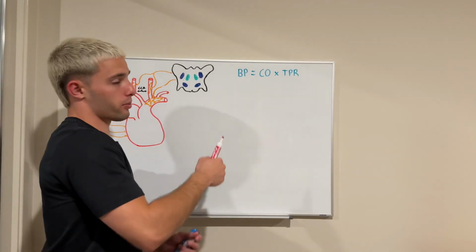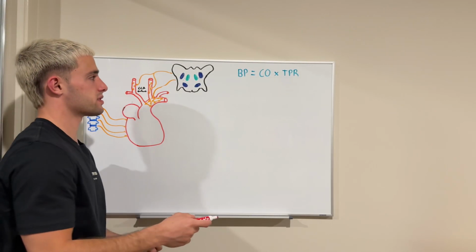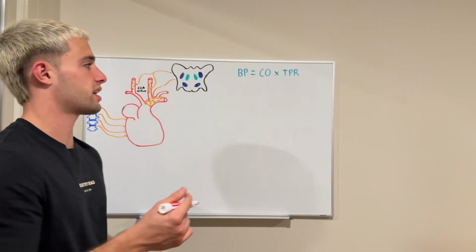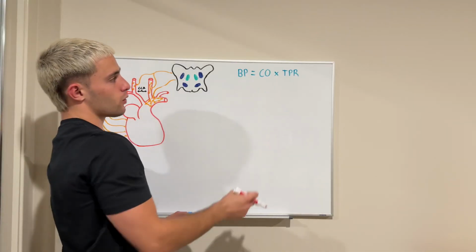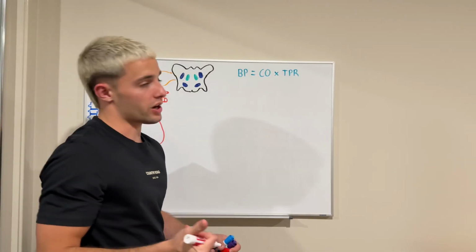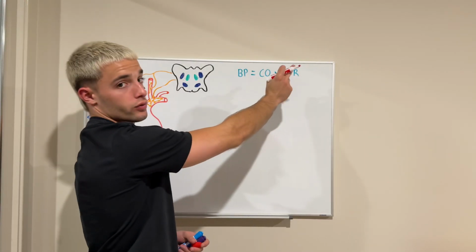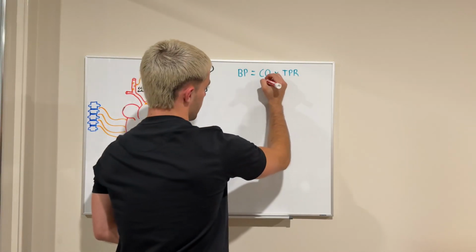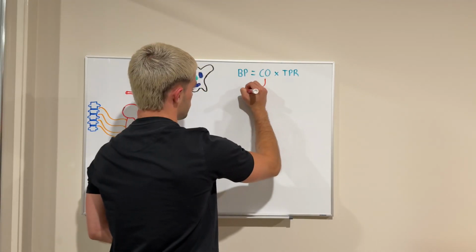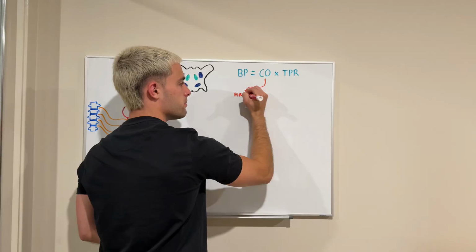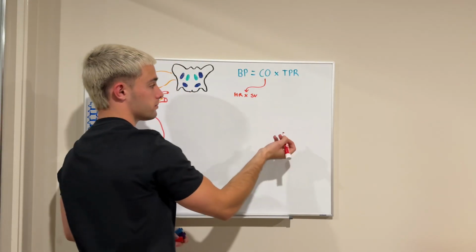Today I'm going to talk about blood pressure and some mechanisms that the body uses to bring blood pressure back to homeostasis. So first of all, let's talk about the blood pressure equation, which is blood pressure equals cardiac output times total peripheral resistance. Now, cardiac output has its own equation, which is heart rate times stroke volume.